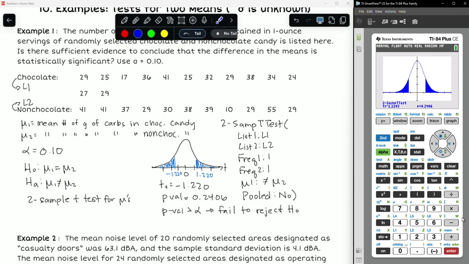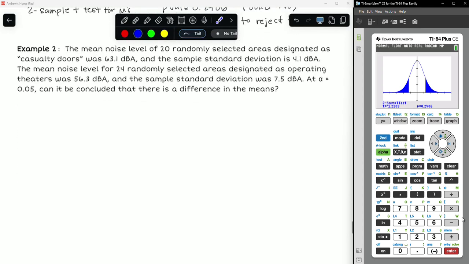Let's go ahead and try one more. The next one says the mean noise level of 20 randomly selected areas designated as casualty doors was 63.1 decibels, and the sample standard deviation is 4.1 decibels. The mean noise level for 24 randomly selected areas designated as operating theaters was 56.3 decibels, and the standard deviation of the sample was 7.5 decibels. At alpha equals 0.05, can it be concluded that there is a difference in the means?